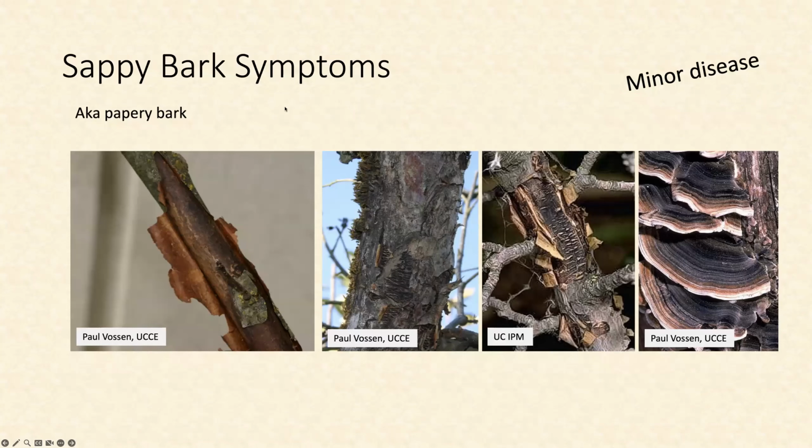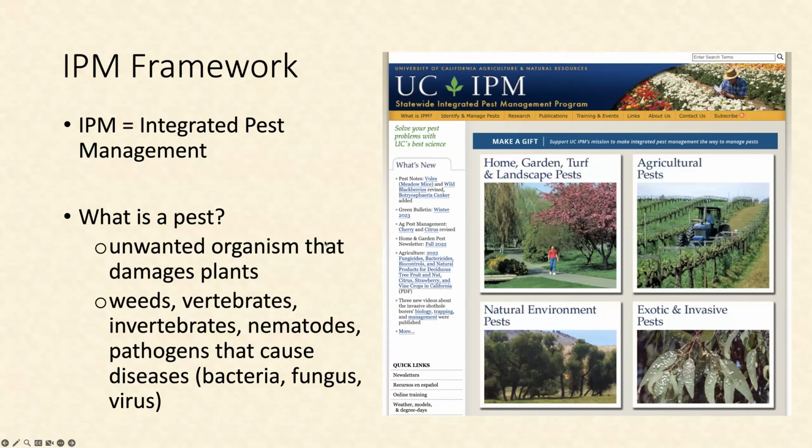Another one people mention is sappy bark, also known as papery bark. This is what it looks like. Its name is pretty self-explanatory. This is Trametes versicolor. It is a fungus, but it's a minor disease, and it usually only occurs if the tree already has pretty low health. Maybe it's nutrient deficient, water stressed, or maybe there's already another, more virulent pathogen present. So this one is common, but it doesn't pose as immediate a threat as these other two diseases. Okay, so I wanted to throw those in there just for comparison when you're identifying things.